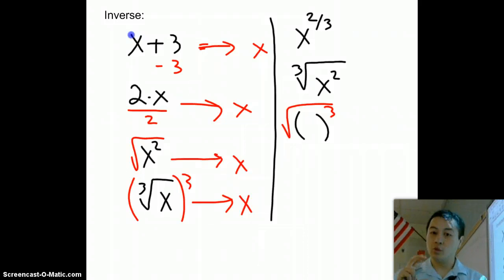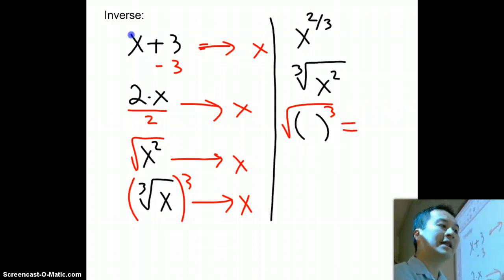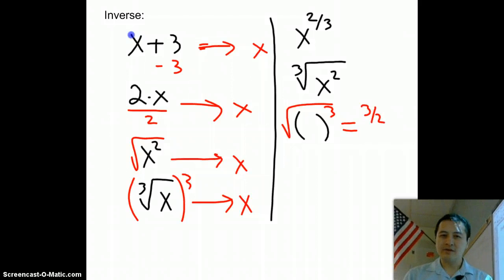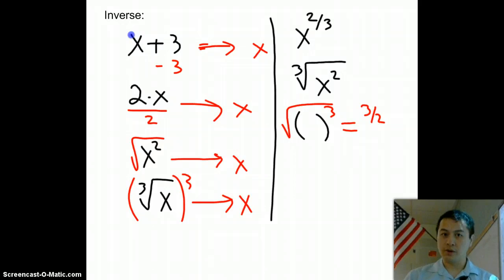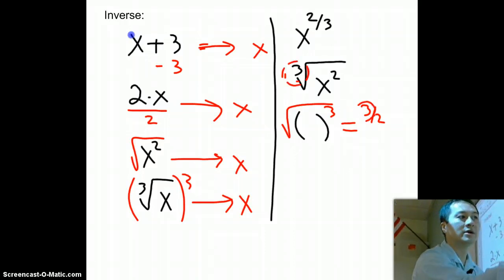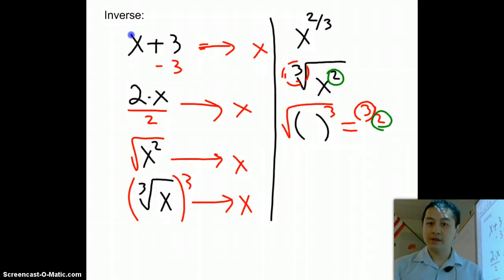Can you write that as a fraction in the exponent? What is that as a fraction in the exponent? Isn't that really 3/2? So isn't the inverse operation 3/2? Right? So instead of cube root, I cubed. And instead of squared, I square root. You see that? And remember, the bottom determines the radical. That's my operation, 3/2.